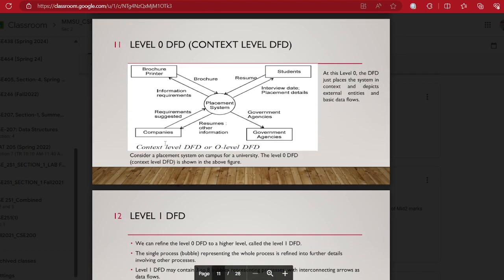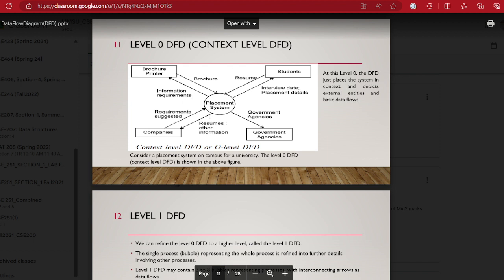Level 0 DFD, as we can see, here is an example for you. So it's basically a DFD made to present what is the diagram that it saw. Okay, so basically you can say that this is a hiring agency, right? A hiring agency is collecting all the students' information, and this is the simplest abstraction that we can represent our system.